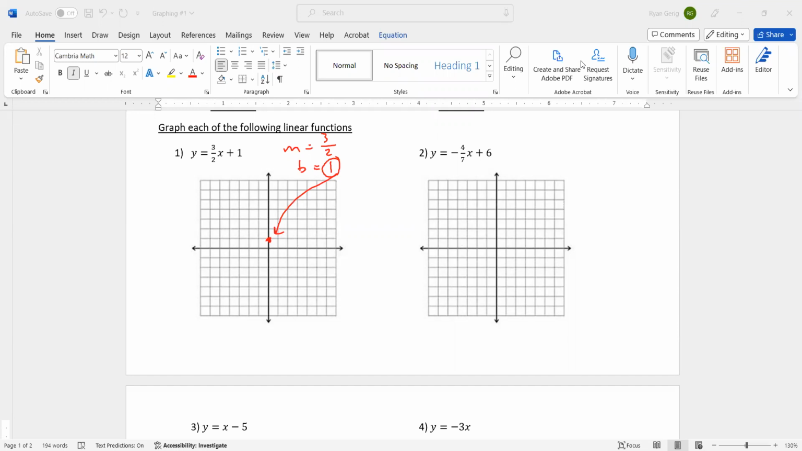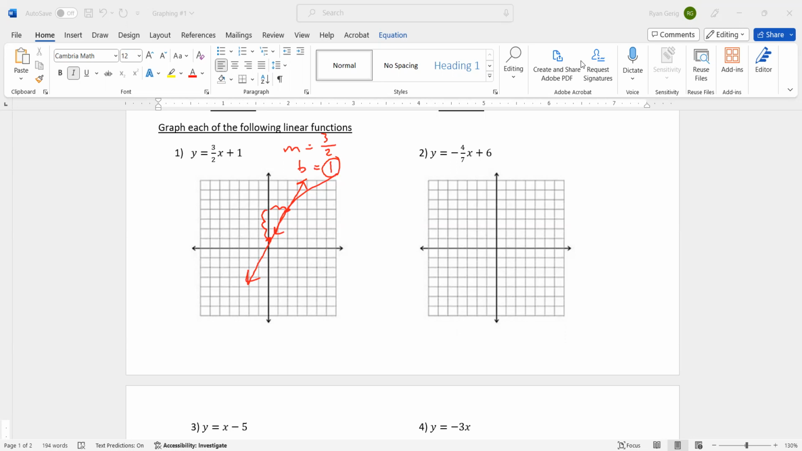M tells me where I'm moving. So I'm going to remember what I talked about with slope. I'm going to go up 3 and then right 2. So I'm going to start from that point where I was just at. And I'm going to go up 1, 2, 3. And then I'm going to go right 1, 2. And I'm going to put another point. And then I'm going to connect those 2 points with a line. And I've just created a line.